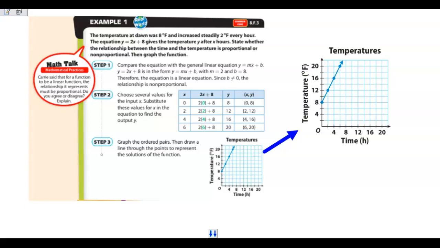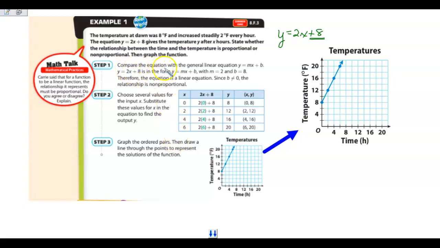So with what we already know about equations, y equals 2x plus 8, just looking at the equation, is this proportional or non-proportional? If you said non-proportional, you're correct, because there is a y-intercept, and this is what makes it non-proportional. Can it be non-proportional in a function? That's what we're going to find out.